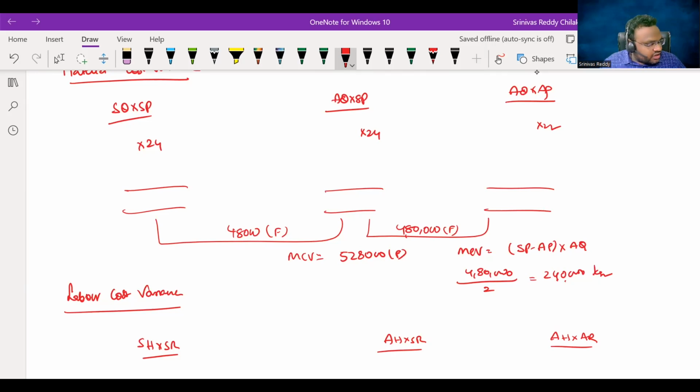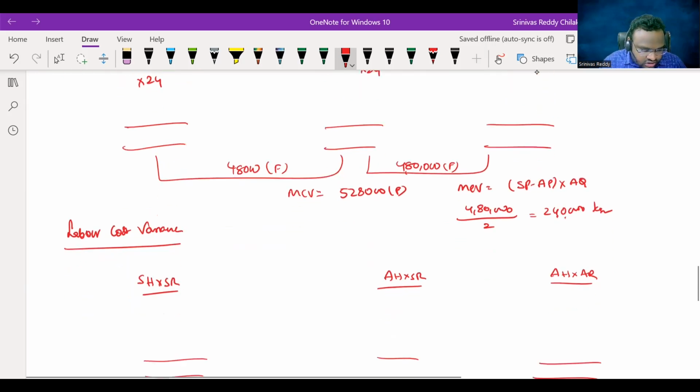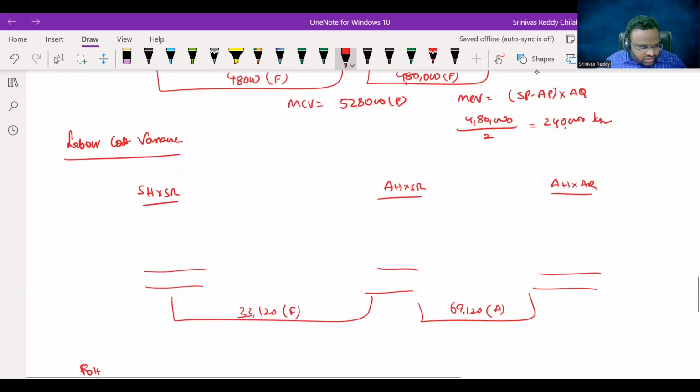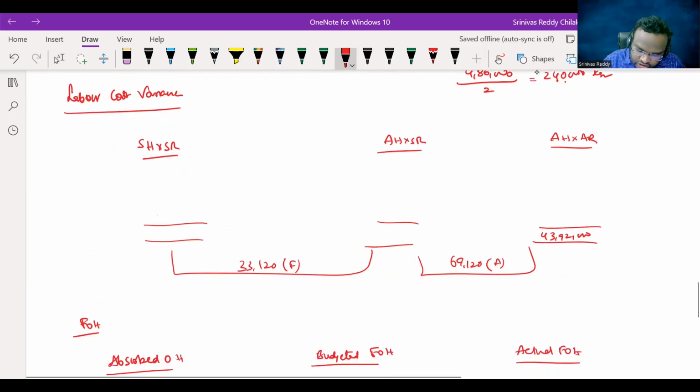What is the next requirement? Actual output in units. Now we can work out the actual output from direct labor variance. What is the total actual direct wages cost? 43,92,000. Correct? So then can you work out this one? It is adverse. So that means 43,92,000 minus 69,120.